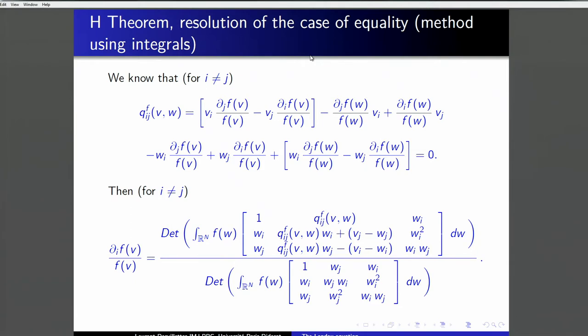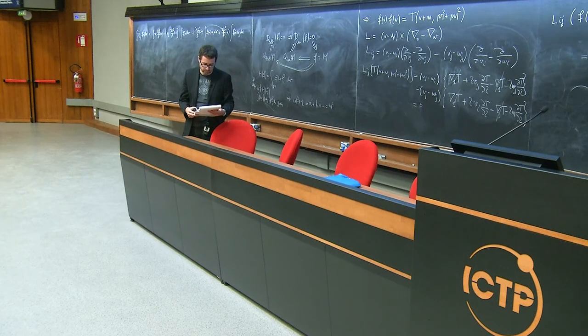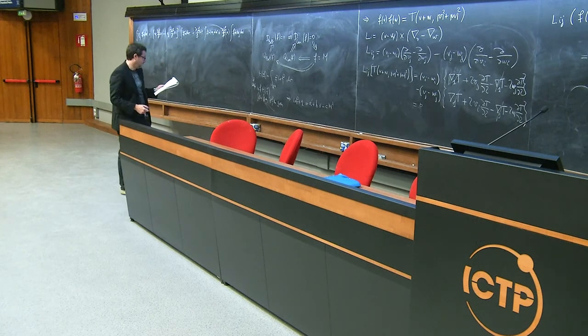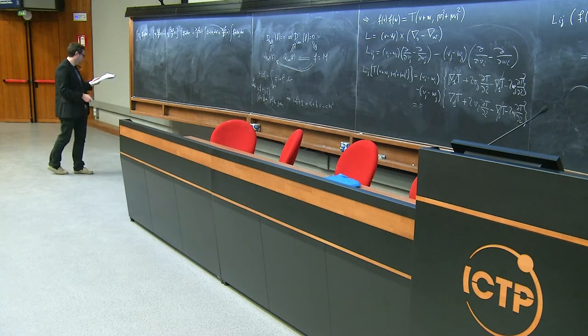Okay, and as you can see, this is a formula which links ∂i f over f, ∂j f over f, and this complicated quantity here, which is sort of a component of v cross product with gradient f over f. Okay. So next step, and this time I take my paper because I don't want to make any mistakes at this point.